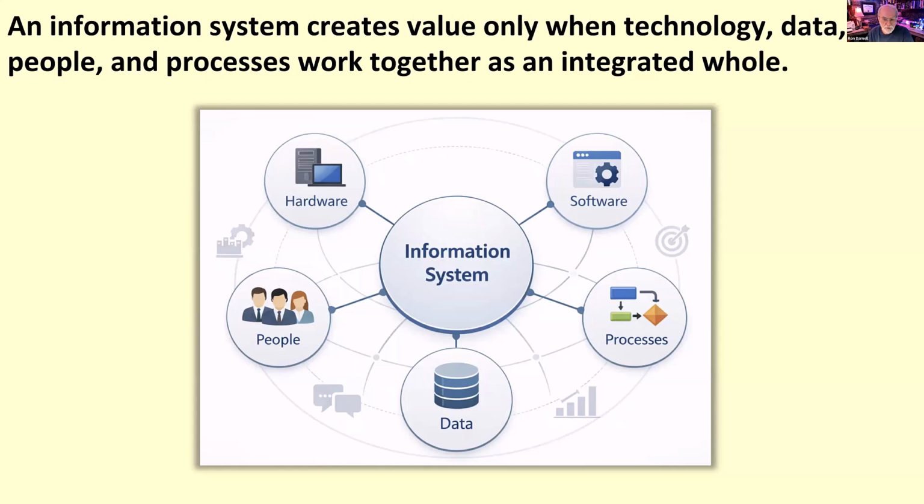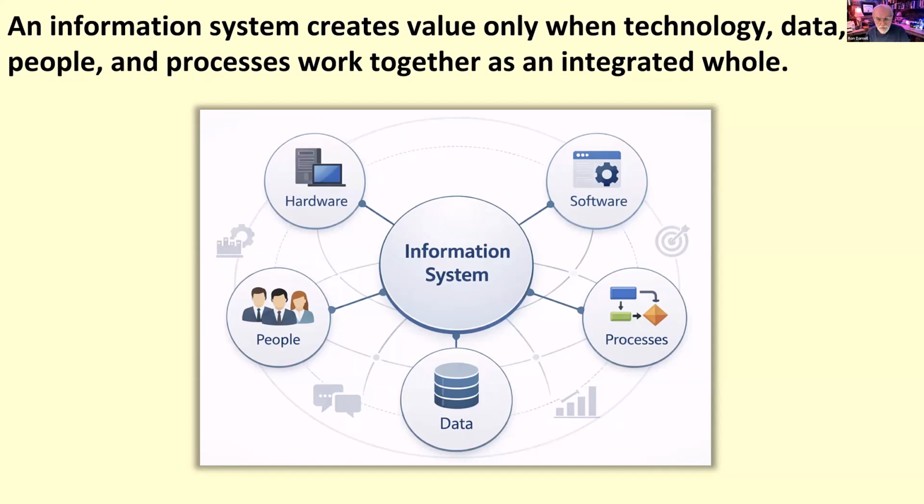Technology is one part of the system, including hardware, software, and networks. Data is another essential part because systems are only useful if they collect, store, and process meaningful information. But information systems also depend on people because users, managers, analysts, and IT professionals all interact with the system in different ways. Finally, process matters because organizations use systems to support workflows, decisions, communication, and daily operations.